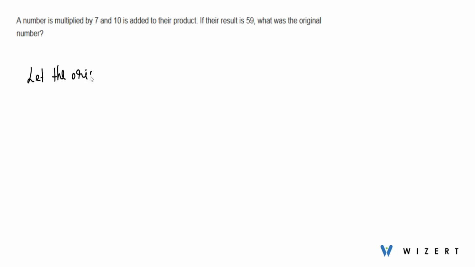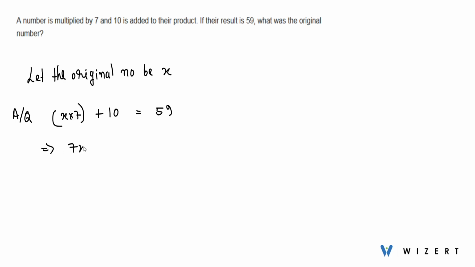Let the original number be x. Therefore, according to the question, a number is multiplied by 7, so x multiplied by 7, and then 10 is added to their product. So let's add 10 to it and the result is equal to 59. So this is the required equation.